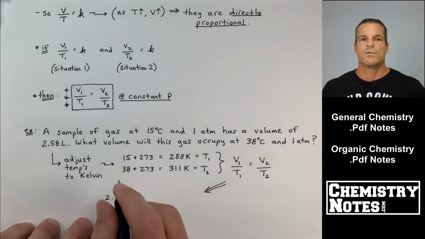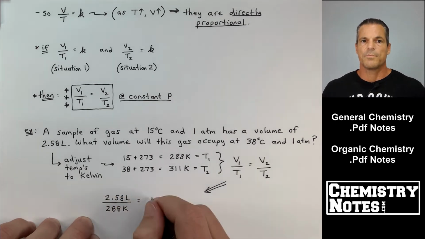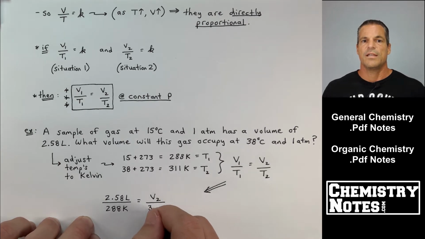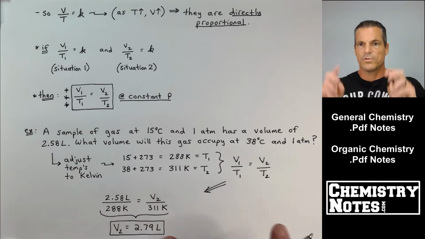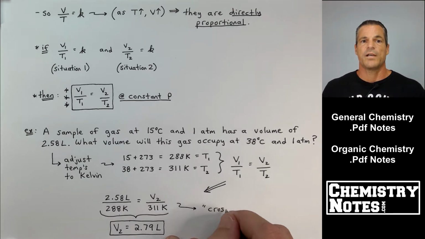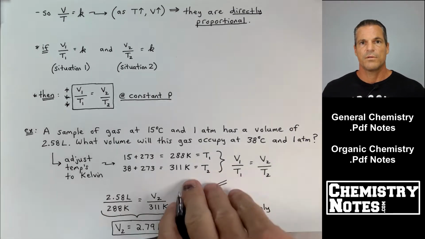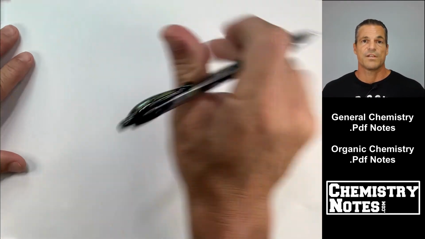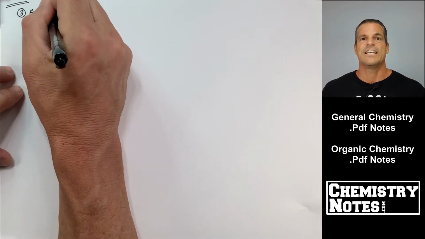So I've done so. V1 over T1 equals V2 over T2. You plug in all the proper values, and I have V2 that I need to solve for. In math, when we see a proportion like this, we cross multiply and divide. So if I cross multiply 2.58 times 311, divide by 288, I get my value for V2. And that would have the proper number of significant figures. Don't forget your units. The units for that last problem were in liters.